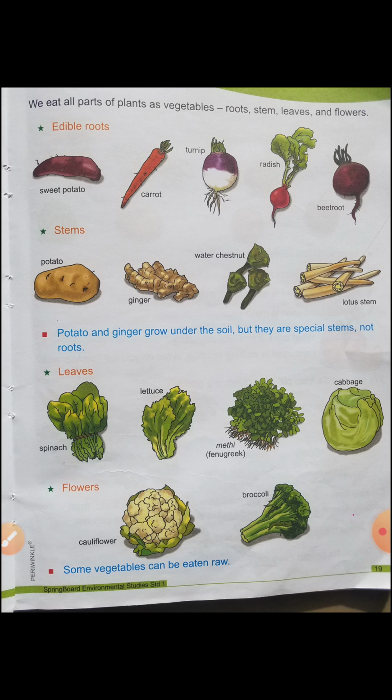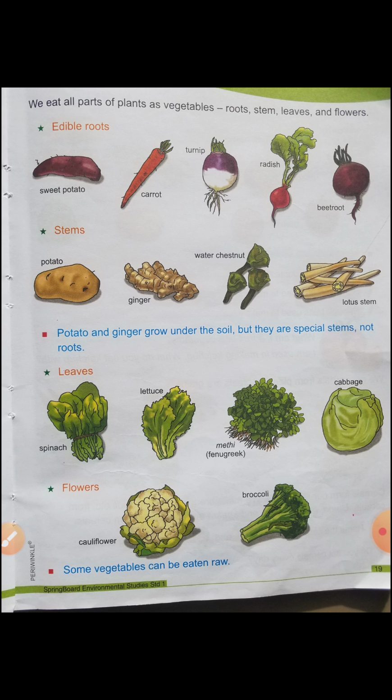Whatever we are eating, it may be brinjal, potato, bitter gourd, or cabbage, whatever things we are eating as vegetables, these come from different parts of the plant body. Listen very carefully, students. Whatever you are eating as vegetables or fruits, remember potato, brinjal, bitter gourd, cabbage, carrot, beetroot, ginger.